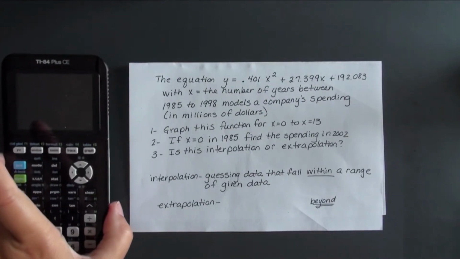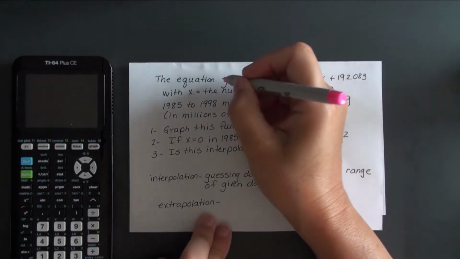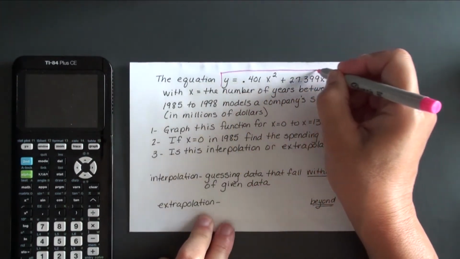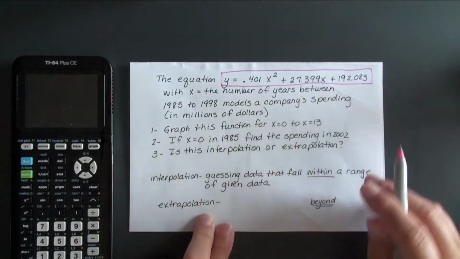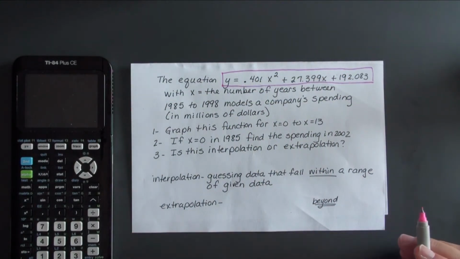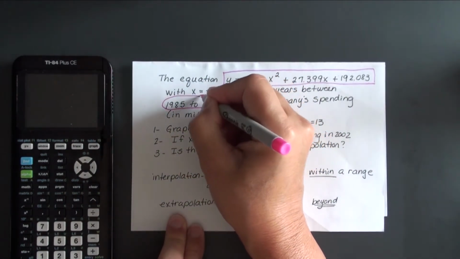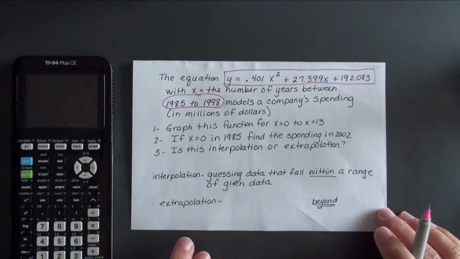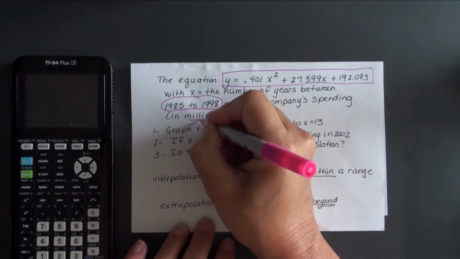This problem says the equation y equals 0.401 x squared plus, and it goes on and gives the equation. We'll talk about that again in a minute. Where x is the number of years between 1985 to 1998. So x is the number of years between those 2 years. Models a company's spending in millions of dollars.